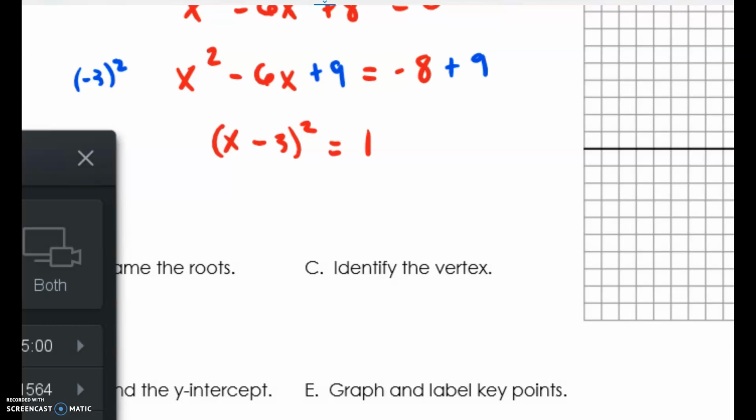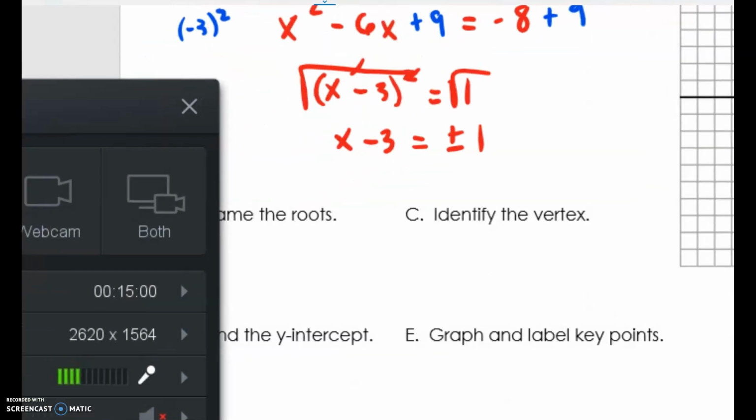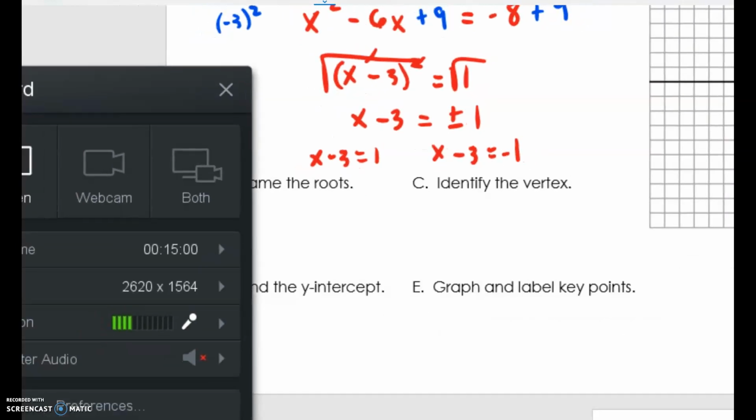Now I've got to square root both sides. The square root and the square eliminate, and I get x minus 3 equals plus or minus 1, because that's the square root of 1. And now we can set up our two answers. We have x minus 3 equals 1 and x minus 3 equals negative 1. If we solve both of those, on the one on the left, I add the 3 to the 1 and I get 4. So I'm going to get x equals 4. And then on the one to the right, if I add the 3 to a negative 1, I get 2. So 4 and 2.